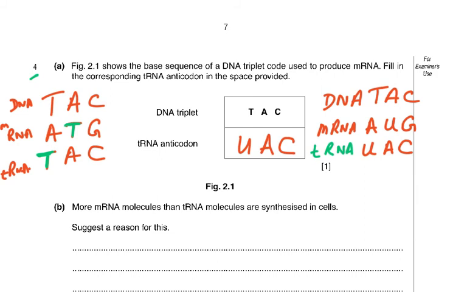Coming to the last question, question 4, figure 2.1 shows the base sequence of a DNA triplet code used to produce mRNA. Fill in the corresponding tRNA anticodon in the space provided. What was given to you was TAC. I've told you two ways to do it: you did the DNA, then the mRNA, then the tRNA. But some students find this difficult because they get confused and forget to put the U in the RNA.